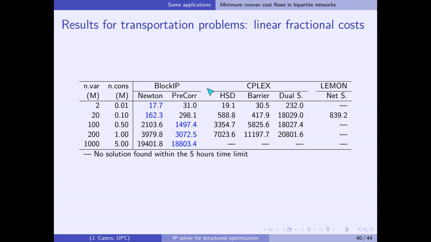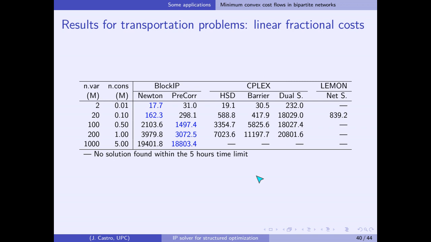If you try to solve this with C-Flex, this is the CPU time you need for the solution of this model. You see, this is a lot of time. Indeed, the last instance could not be solved with C-Flex in 5 hours. These are the times needed by Lemon. Lemon is probably one of the best codes today, algorithms for transportation problems. And these are the results with our algorithm. You can see that the largest instance could not be solved in 5 hours with the simplex, the dual simplex, the barrier, or Lemon. And we were able to compute a solution in 3 hours.